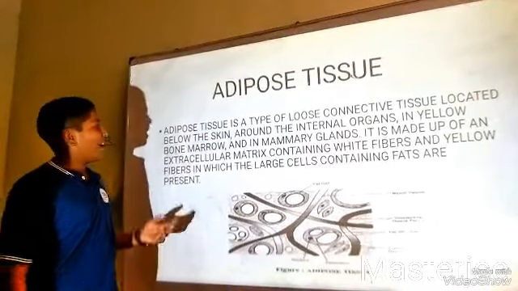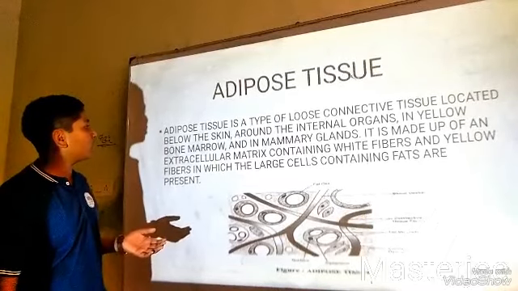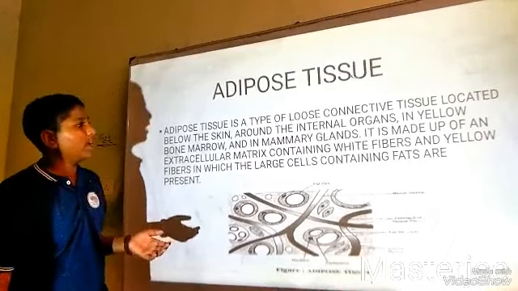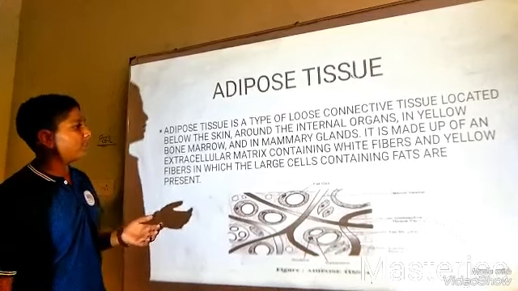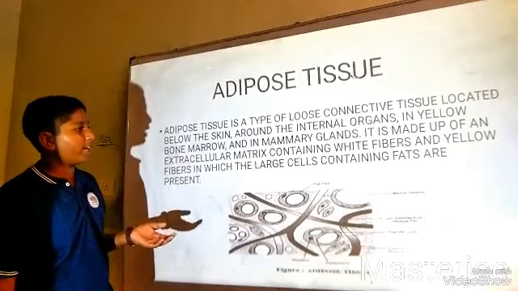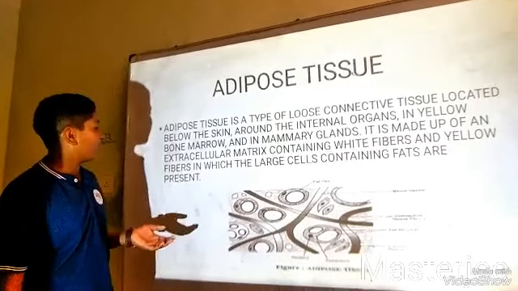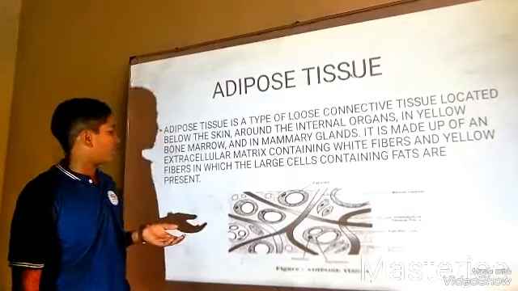Adipose tissue. Adipose tissue is a type of loose connective tissue located below the skin, around the internal organs, in yellow bone marrow and mammary glands. It is made up of an extracellular matrix containing white fibers and yellow fibers. In it, large cells containing fat are present.